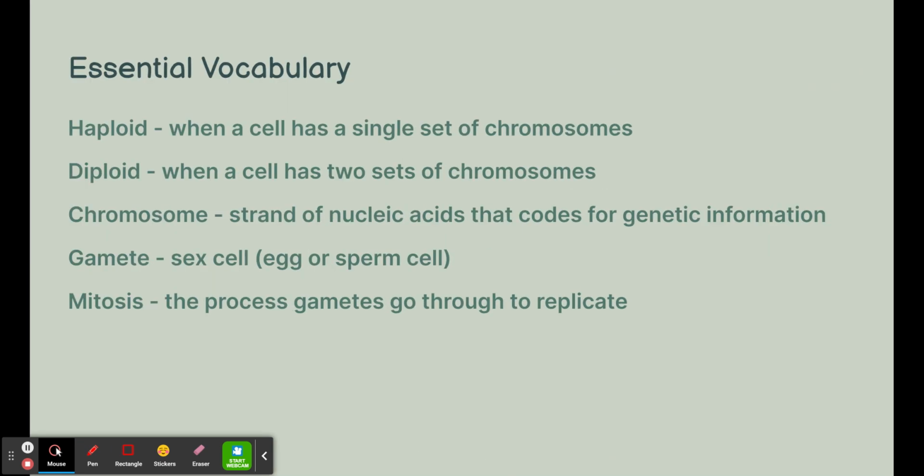So, some vocabulary that we're going to be using throughout this presentation: haploid, when a cell has a single set of chromosomes; diploid, when a cell has two sets of chromosomes. A chromosome is a strand of nucleic acids that codes for genetic information. A gamete is a sex cell. And mitosis is the process that gametes go through so they can replicate.